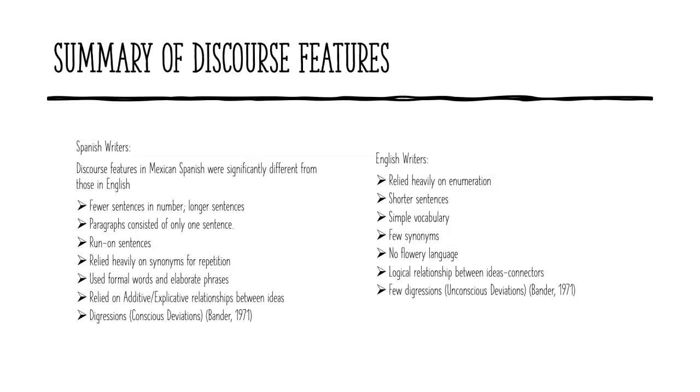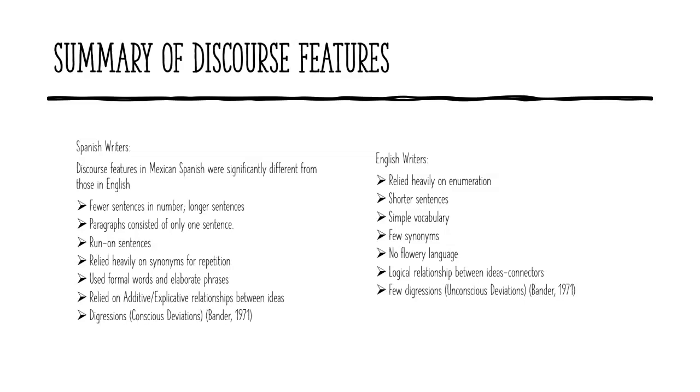Run-on sentences. I see a lot of those in my students' papers. They relied heavily on synonyms for repetition, and used formal words and elaborate phrases. They relied on additive and explicative relationships between ideas and a lot of digression. They do point it out in their writing, and they say that they've digressed.